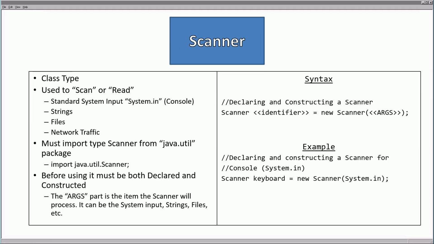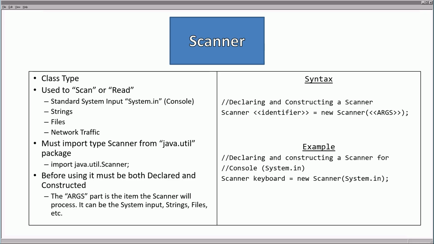Scanner is another common class type. As we've seen before, these are used to scan or read various things: the standard system input, System.in, strings, files, network traffic. Scanner can scan a lot of things. Before we can use the scanner, we have to import it from java.util by always putting the statement import java.util.Scanner. This allows us to use the type Scanner to create an object.